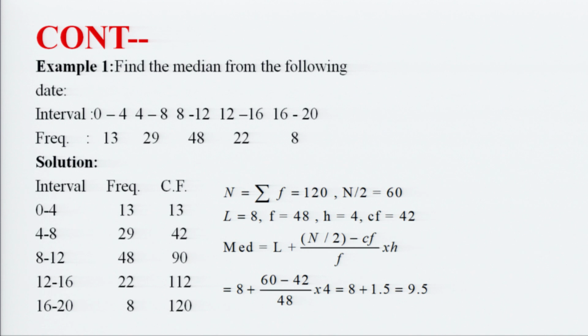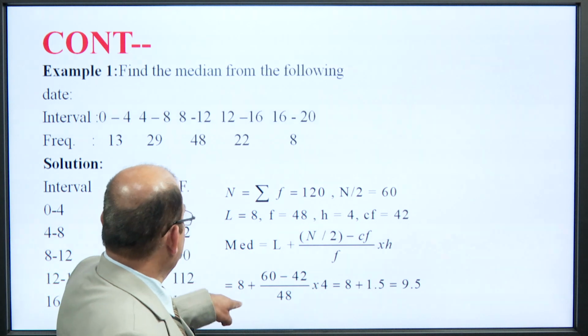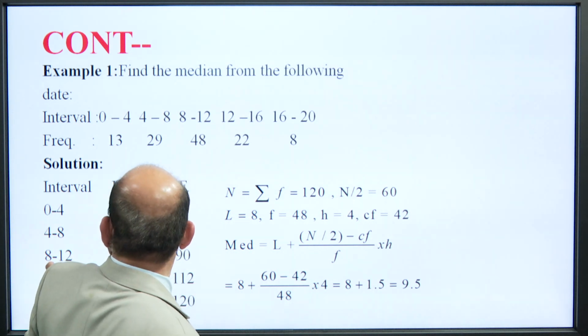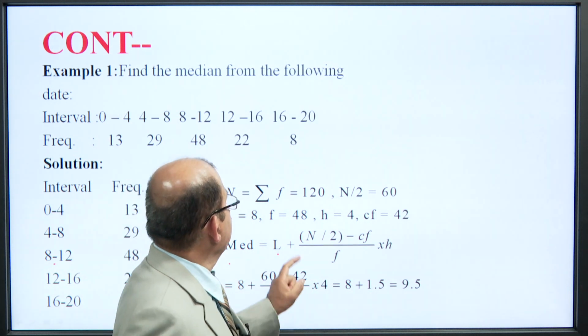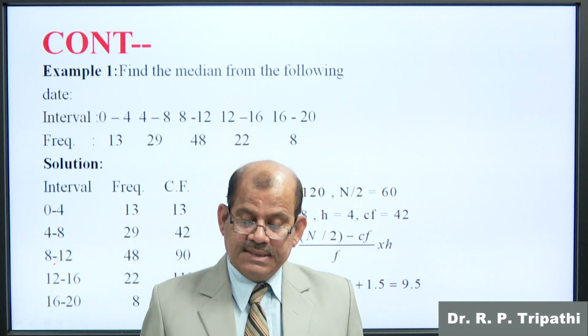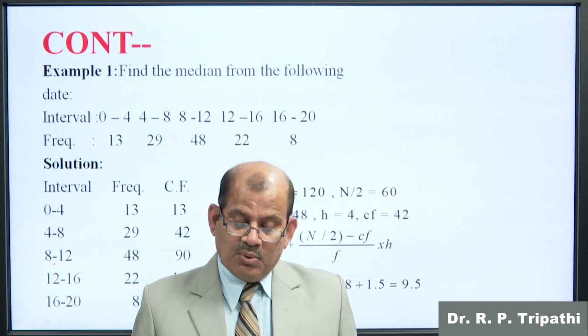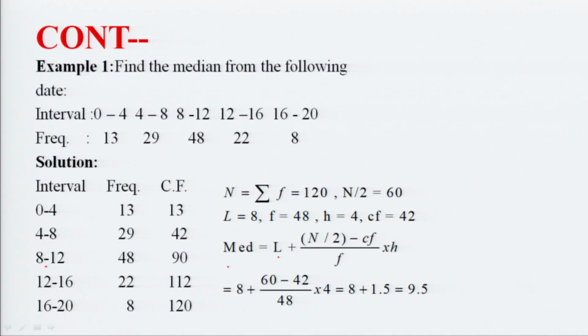Median is equal to L plus (n by 2 minus Cf) divided by f into h. The lower limit of the median class is 8, hence L is 8. N by 2 means half of the total frequency, minus Cf, divided by f, into h. That is 60 minus 42 divided by 48 into 4, where 4 is the interval width, which means 8 plus 1.5, equal to 9.5.